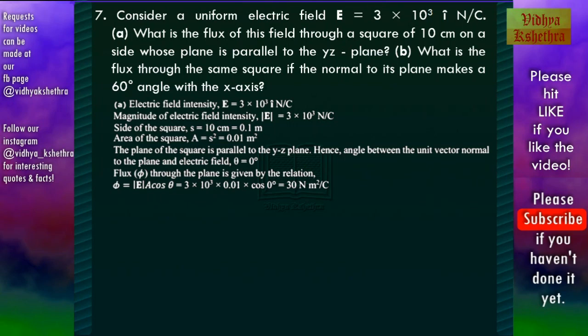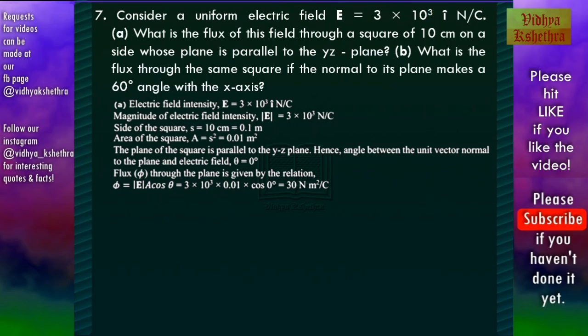Therefore, magnitude of the electric field intensity is equal to 3 into 10 raised to 3 Newton per coulomb. Now, side of this square is S = 10 centimeter, which is equal to 0.1 meter. The area of this square is given by A = S square. That's equal to 0.01 meter square. The plane of the square is parallel to the YZ plane. Hence, the angle between the unit vector normal to the plane and electric field, theta, is equal to 0 degree.